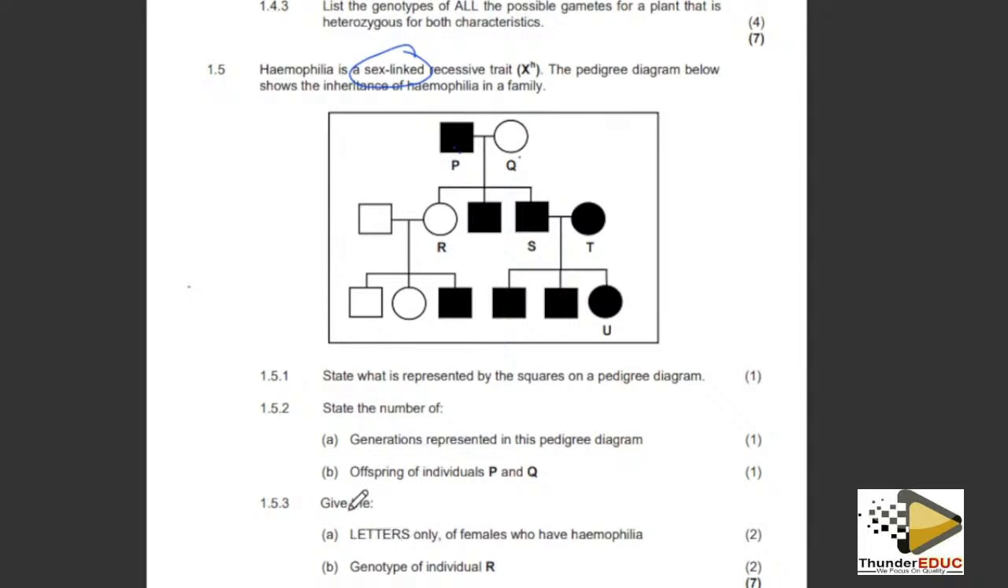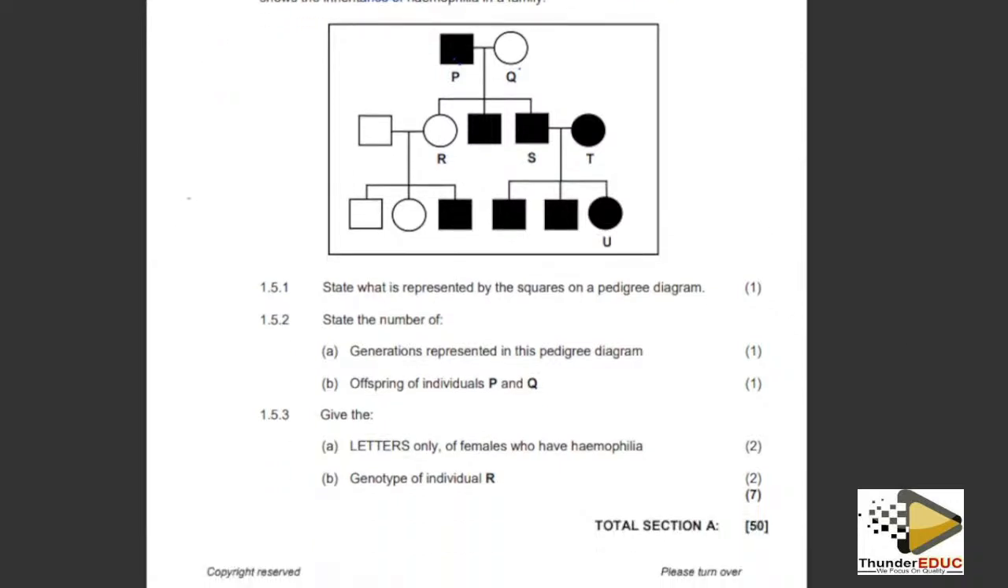They're saying, let us give the letters of only the females who are having hemophilia. The letters of the female: female is T and the female is U. Those are the only 2 people who are having hemophilia. Why? Because they are shaded. And then lastly, the genotype of R. Now, how do we find the genotype of R?